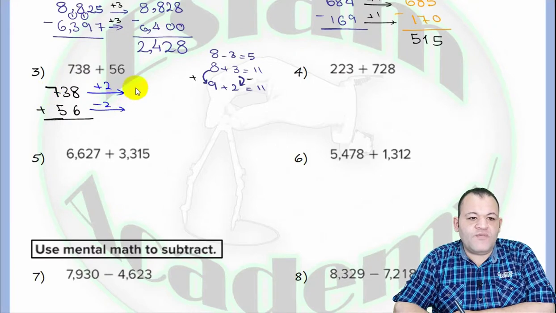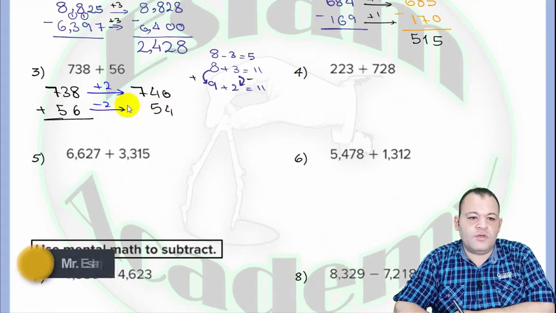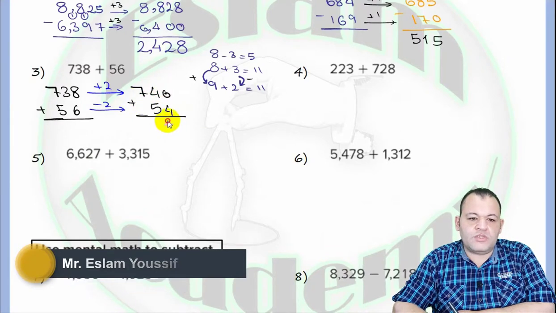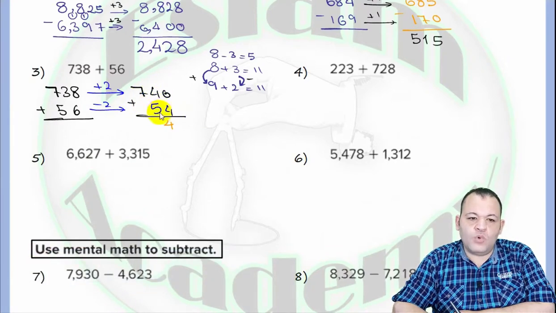If you add 2, the answer will be 740. And if you subtract 2, the answer will be 54. Now you can add. Because you have 0, we have the identity property. So 0 plus 4 equals the same number, which is 4. 4 and 5 equals 9 and put 7 without any change.